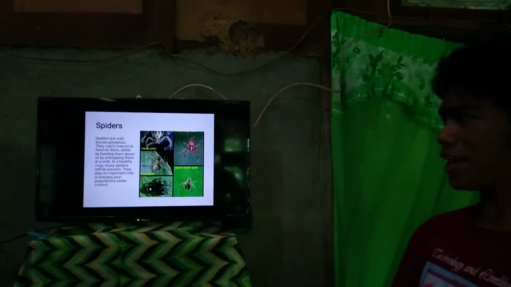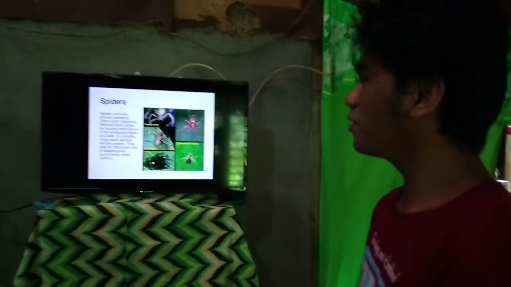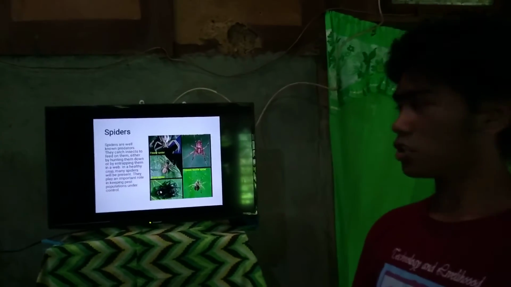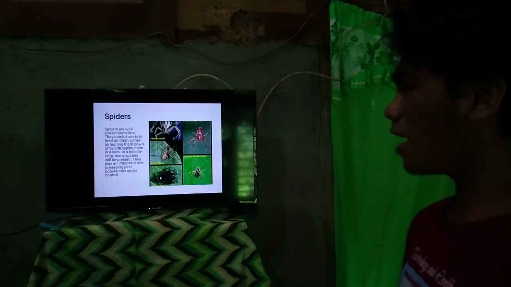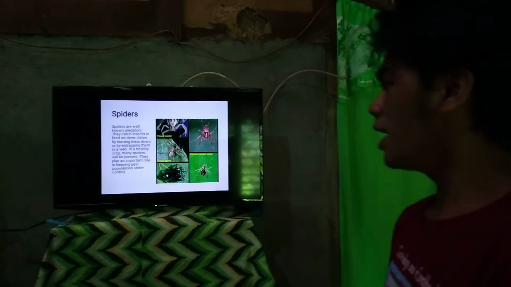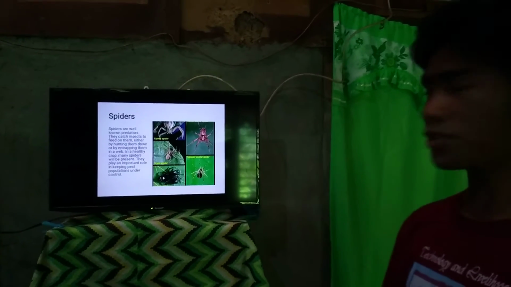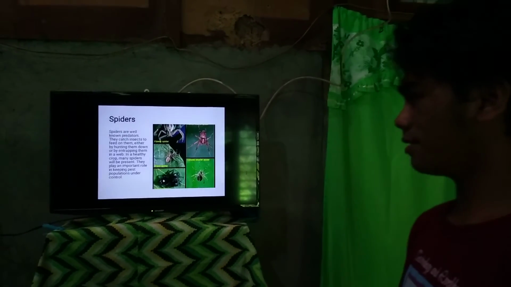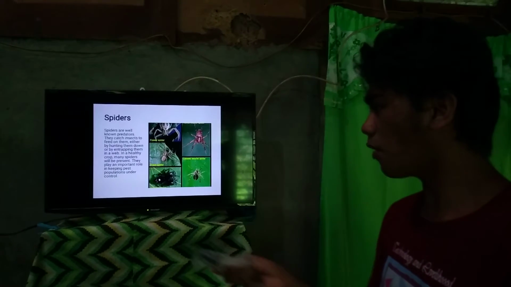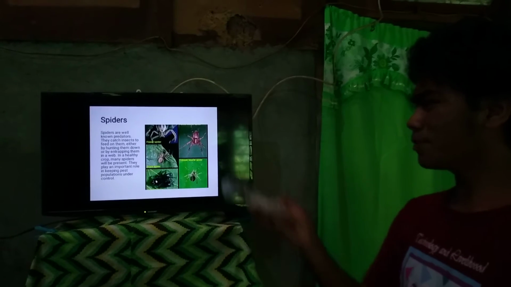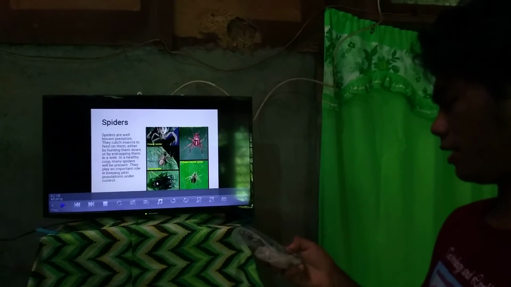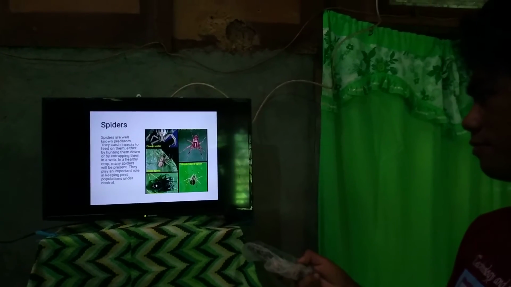First is spiders. Spiders are well-known predators. They catch insects to feed on them, either by hunting them down or by entrapping them in a web. In a healthy crop, many spiders will be present. They play an important role in keeping pest populations under control. So spiders are very important.